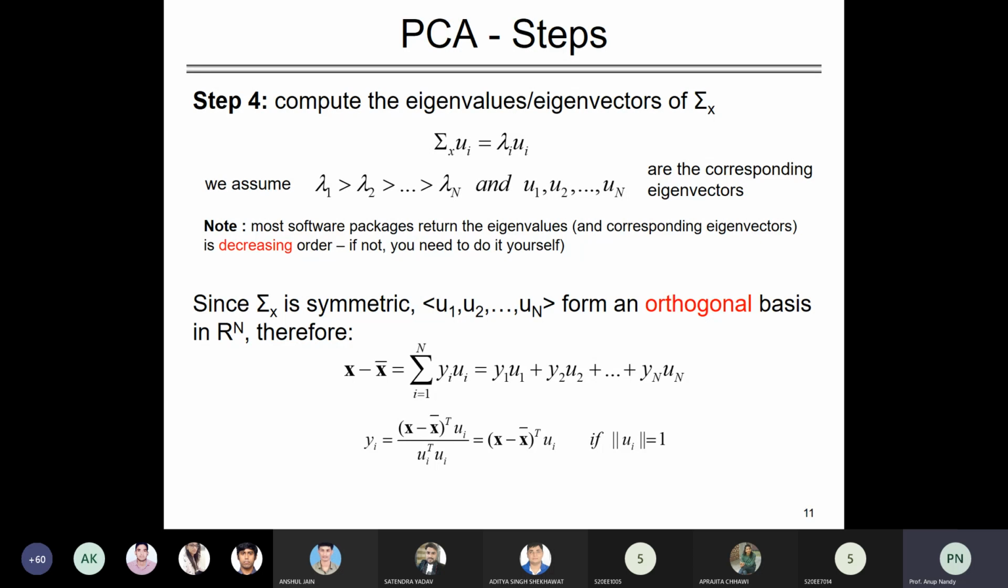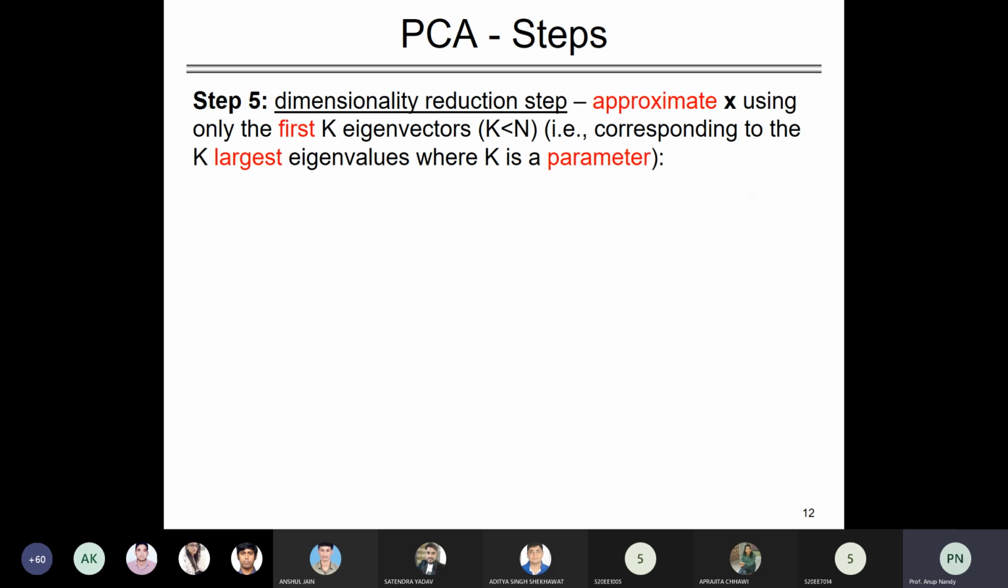Okay, then it is a unit vector, where ||ui|| is equal to 1, and most software packages normalize ui to unit length. So it is a unit length to simplify the calculation, and if not, you need to do it by yourself. So yi is nothing but (x minus x bar) transpose times ui. So it is this y that you have already found out.